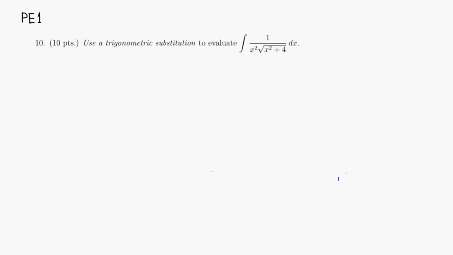Alright, let's look at practice exam 1, problem number 10. We want to use a trig substitution to evaluate this integral. Since we have a square root of x squared plus 4, this is the tangent one.